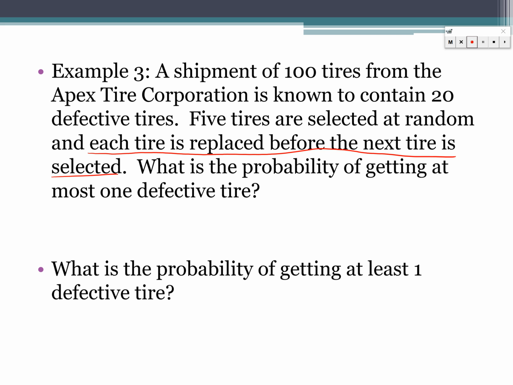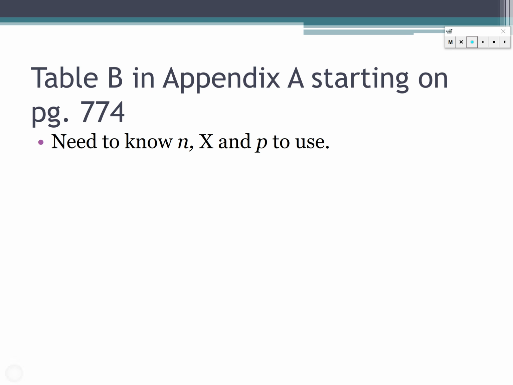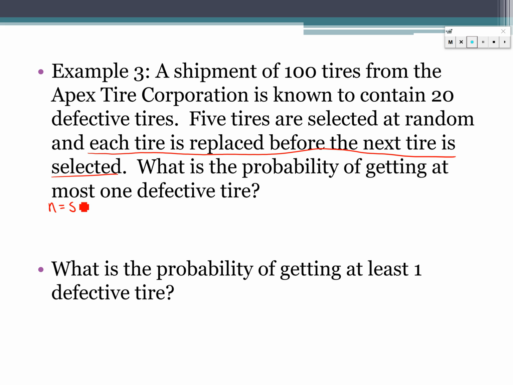So let's jot down the pieces we need. Number of trials. 5. Sorry, guys. Number of trials is 5. The number of successes that I want. This one isn't as cut and dried. It says I want at most 1. So 0 or 1. At most 1 means the most I want is 1. So that could be 0 or 1. So I'm just going to do a 0, comma 1.